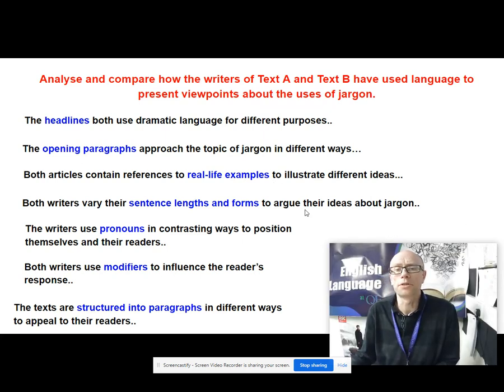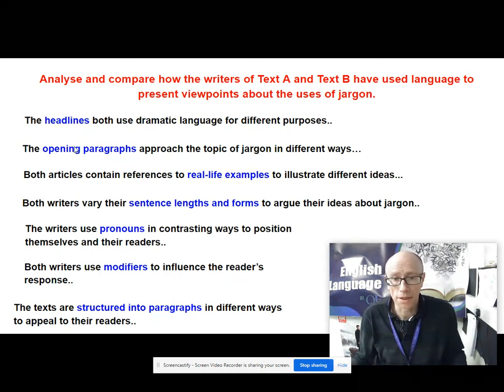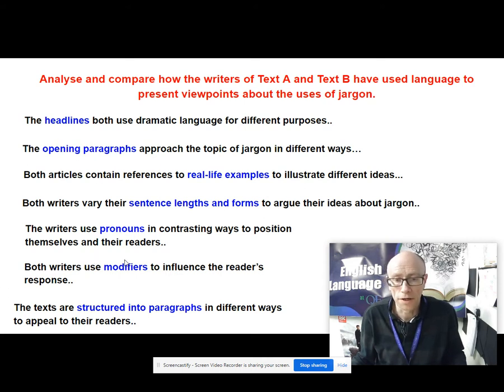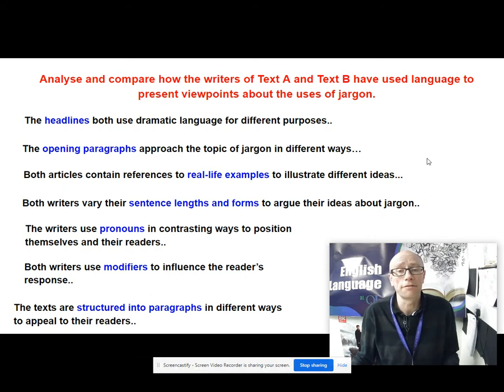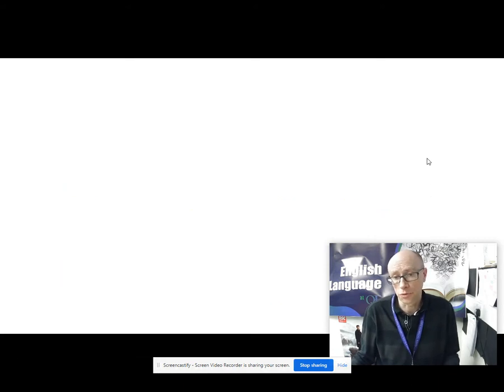I'm not saying that you would be able to use all of these in every answer that you do, but in each piece that you look at, there's going to be interesting things going on with the headlines in the opening paragraphs or opening sentences, the sentence forms, the pronouns, the modifiers. There will be things to say about the structure of the paragraphs. That gives you a pretty effective checklist for your question 3.